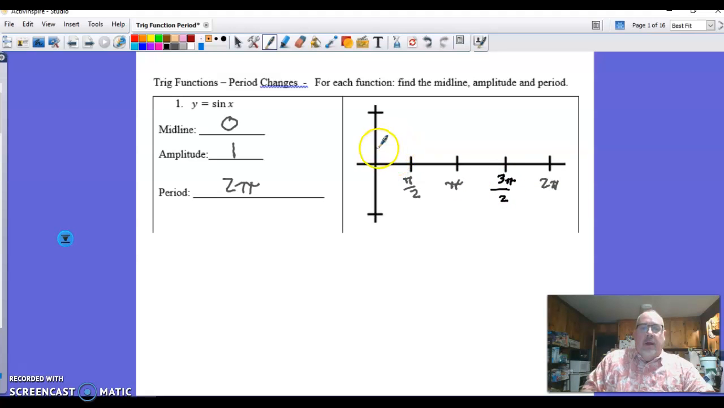And of course, sine starts on the midline, goes to the maximum. If the midline is 0, the maximum would be 1, minimum -1, back to the midline. You have your sine curve, really hard to draw. All right, so there's one. Next, number 2 on your homework.